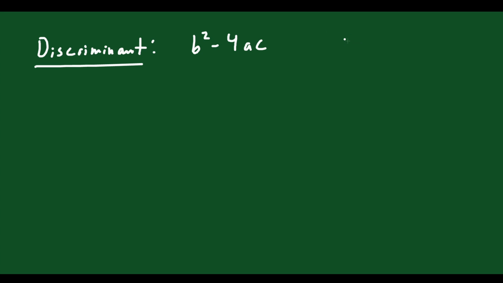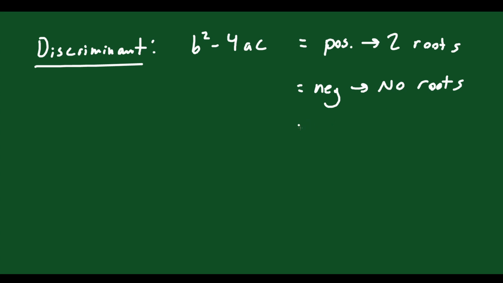So again, just to recap, your discriminant is b squared minus 4ac. If that is equal to positive, you have 2 roots. If it's equal to a negative, you have no roots. And if it's equal to 0, you have 1 root. This is what you have to remember in order to figure these out.